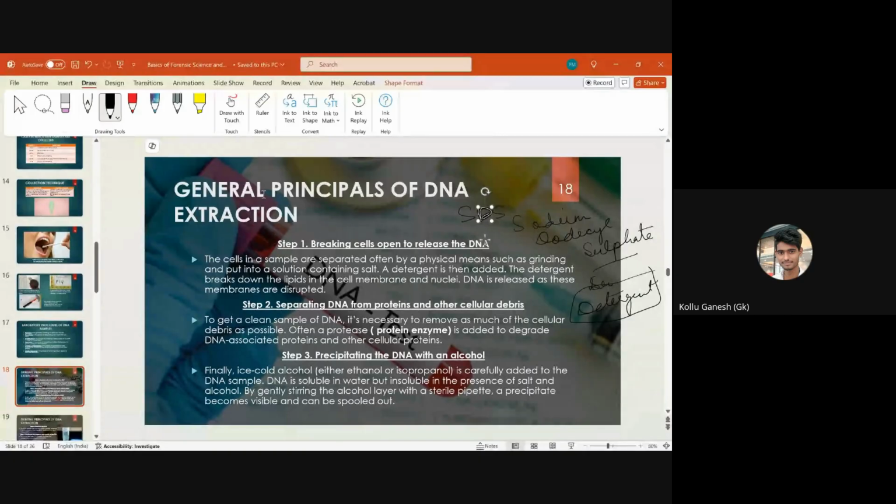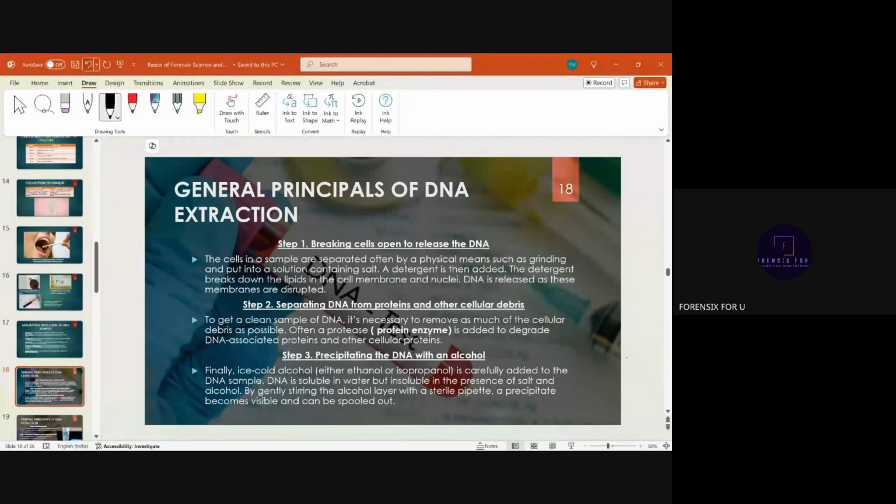Yes, ma'am. That was the separation process, right? SDS page was the separation process. SDS page is a separate process.